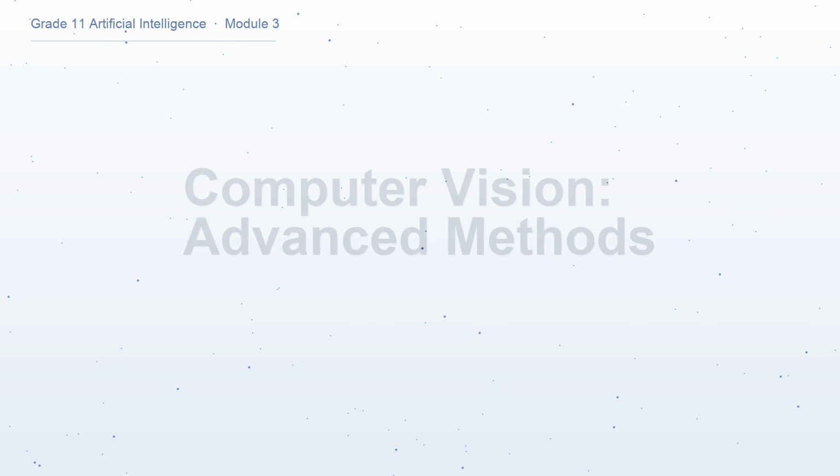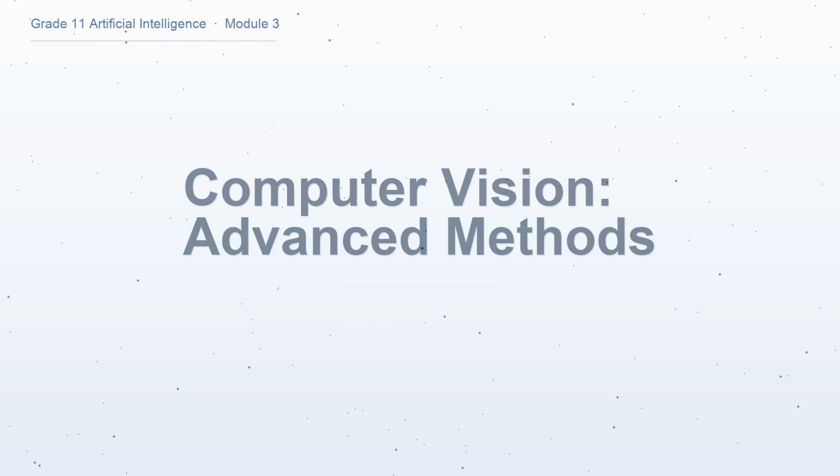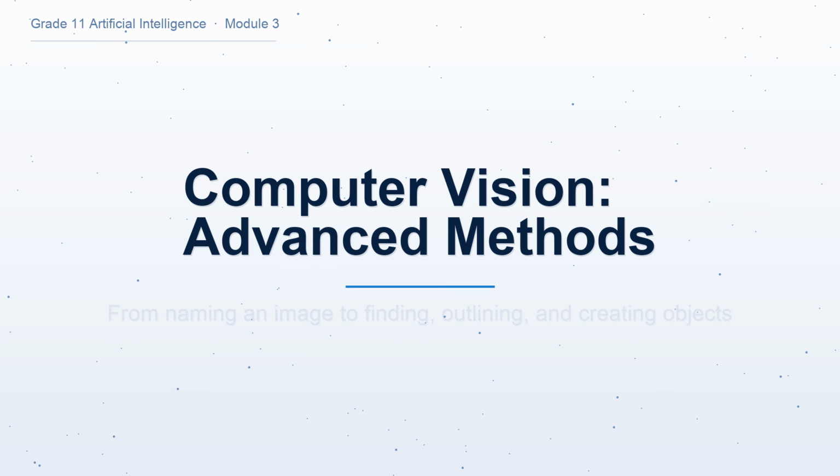Welcome to Grade 11 Artificial Intelligence. In this module, we go beyond simply labeling a picture. We'll learn how machines find objects and draw boxes around them, outline them pixel by pixel, and even generate new images. We'll also see how to grow data, how to measure success, and how to run all this on a small device far from a data center.